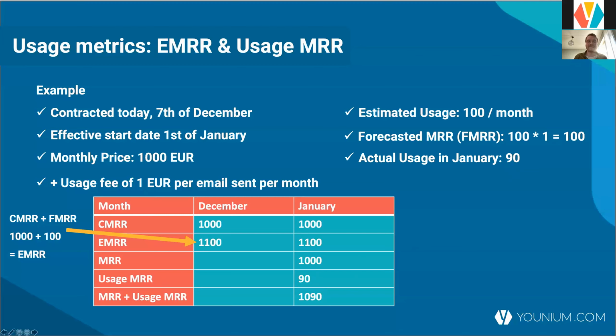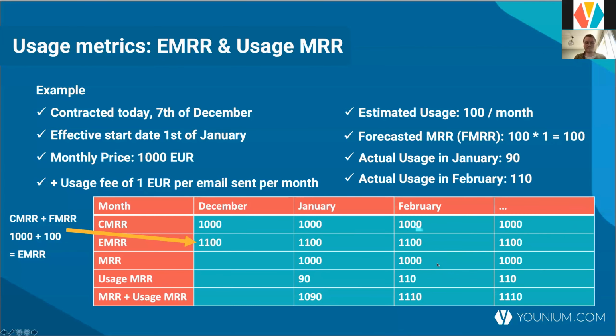1,090. Let's say now also that February passes, and then they sent 110 emails in February. Let's see how that looks then. So we have a regular MRR, 1,000 still. Then our usage MRR is 110, right? And then the combined is 1,110.